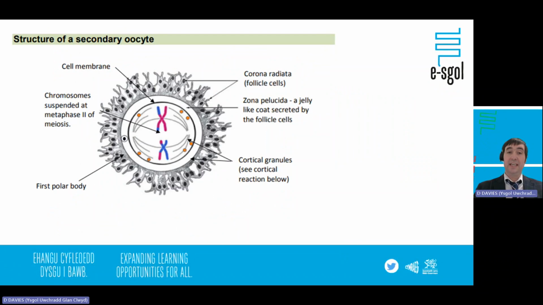So a secondary oocyte is what is ovulated. This is the bit that's ovulated out of the ovary. You have the oocyte in the middle here, and as you can see, the chromosomes in the middle there are held suspended halfway through meiosis 2.